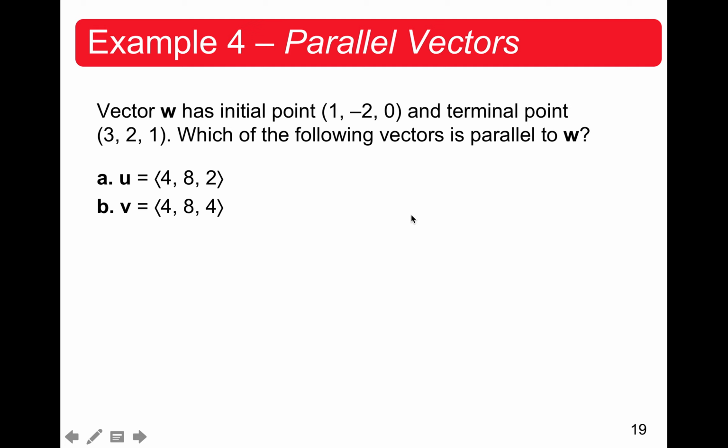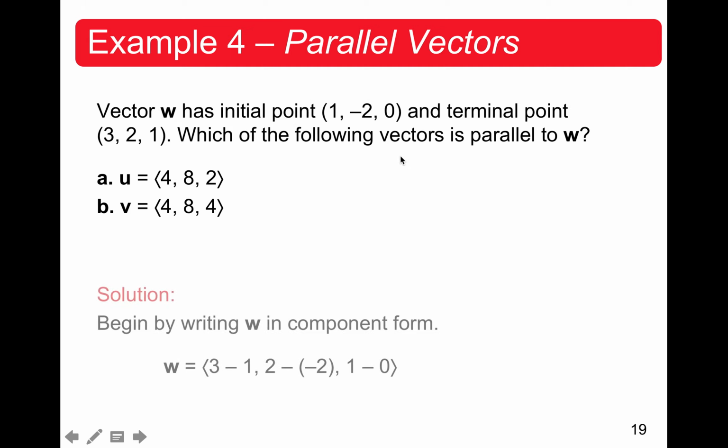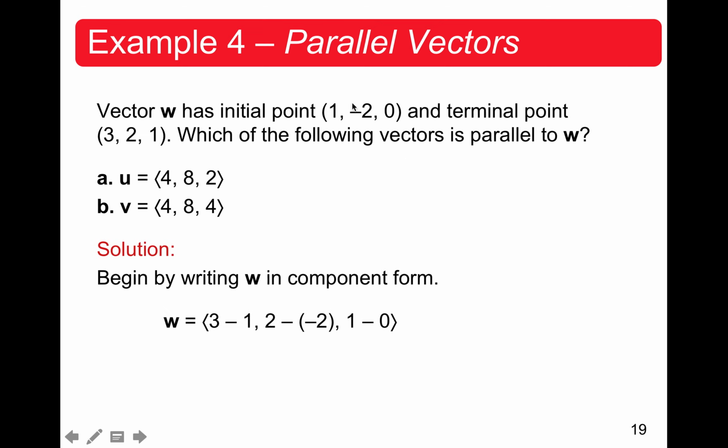So example 4 is, vector w has an initial point 1, negative 2, 0, and a terminal point 3, 2, 1. Which of the following vectors is parallel to w? So we have these two vectors and we're wondering which of them are parallel to vector w, which is between these 2 points. The first thing we need to do is find the component form of vector w. So we would take 3 minus 1, 2 minus negative 2, 1 minus 0. So that's going to give us 2, 4, 1.